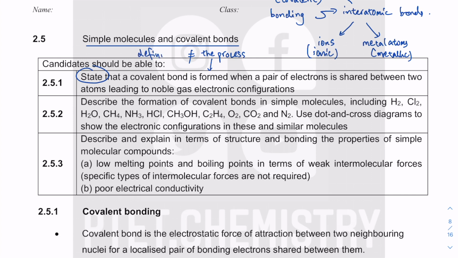A lot of students, when someone asks them what is a covalent bond, will say a covalent bond is sharing of electrons. A covalent bond is when a pair of electrons is shared, and the process itself does not define the bond itself, and that's something I'll cover in a few minutes from now.